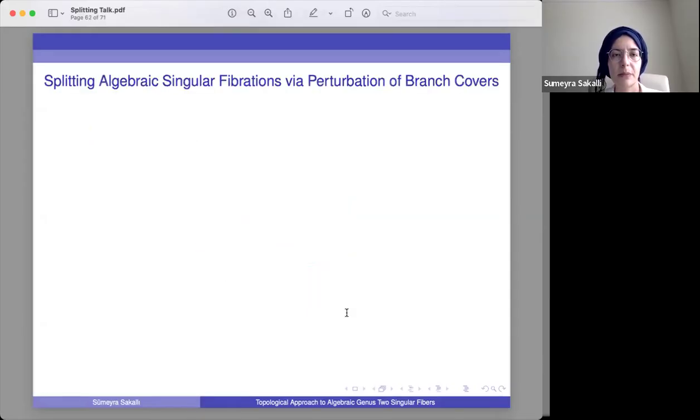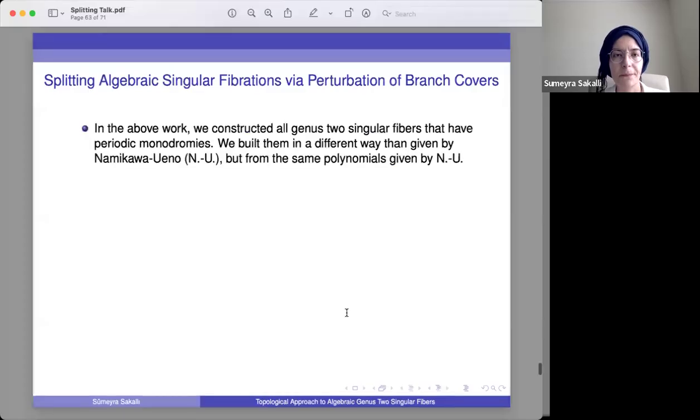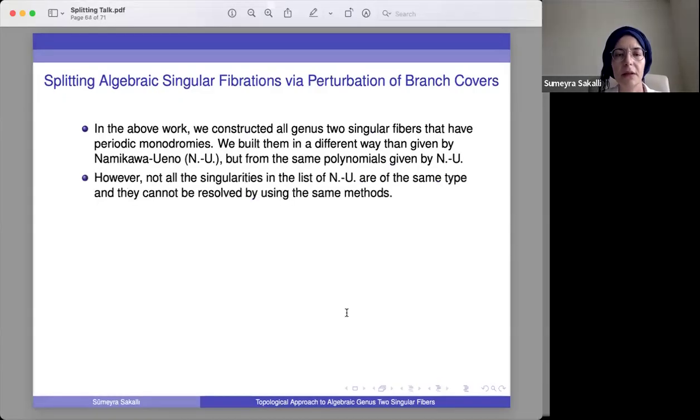And now this is our second paper. Quickly, I will just talk about this. Again, this is joint work with Jeremy. The main difference is that in our first work, we constructed all genus 2 fibers that have finite order monodromies. We call them periodic monodromies. And we built them in a different way than given by Namikawa-Ueno, but we constructed them from the same polynomials given by them. However, not all the singularities in the list of Namikawa-Ueno are of the same type, and we cannot resolve them by using the same methods. So some different approach is needed.